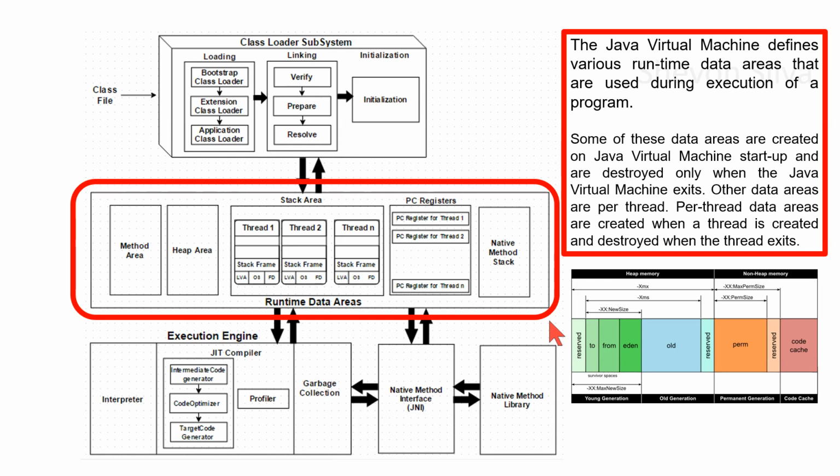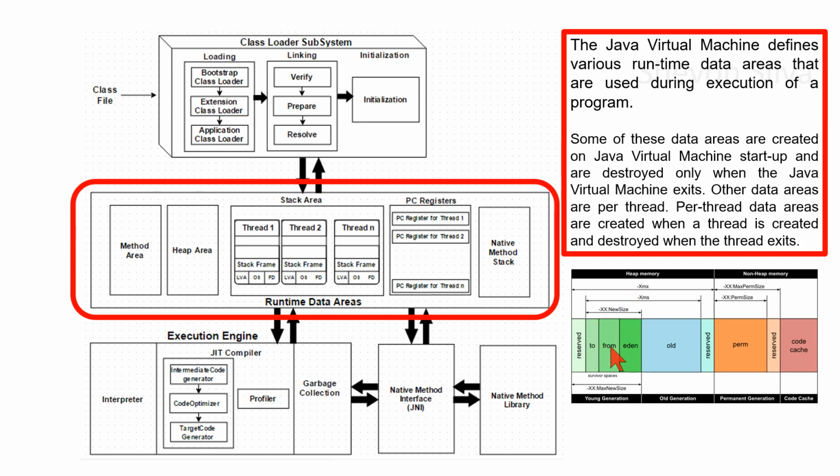Some of these data areas are created on Java Virtual Machine startup and are destroyed only when the Java Virtual Machine exits. Other data areas are per thread. Per thread data areas are created when a thread is created and destroyed when the thread exits.